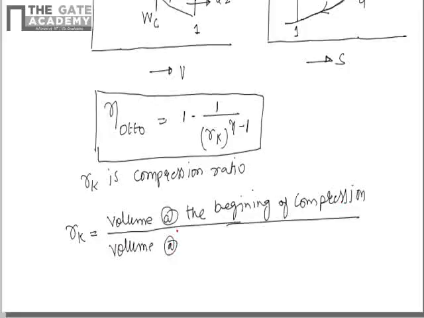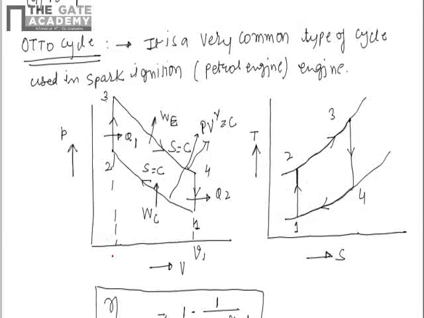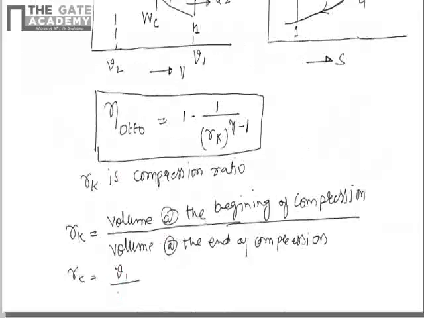Volume at the end of compression. So from the diagram, if you see, the volume at the beginning of compression is V1. At the end of compression it's V2. So I can write the compression ratio as V1 by V2. Now from the previous discussion, I can write that the efficiency of the air standard Otto cycle is a function of compression ratio.